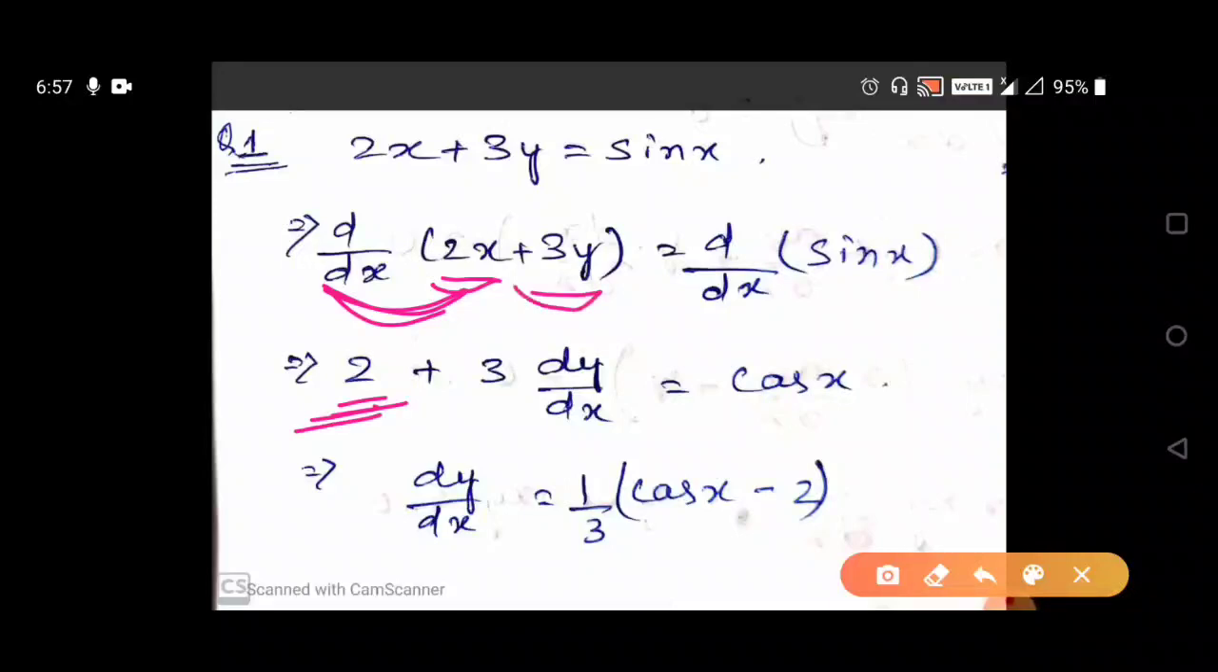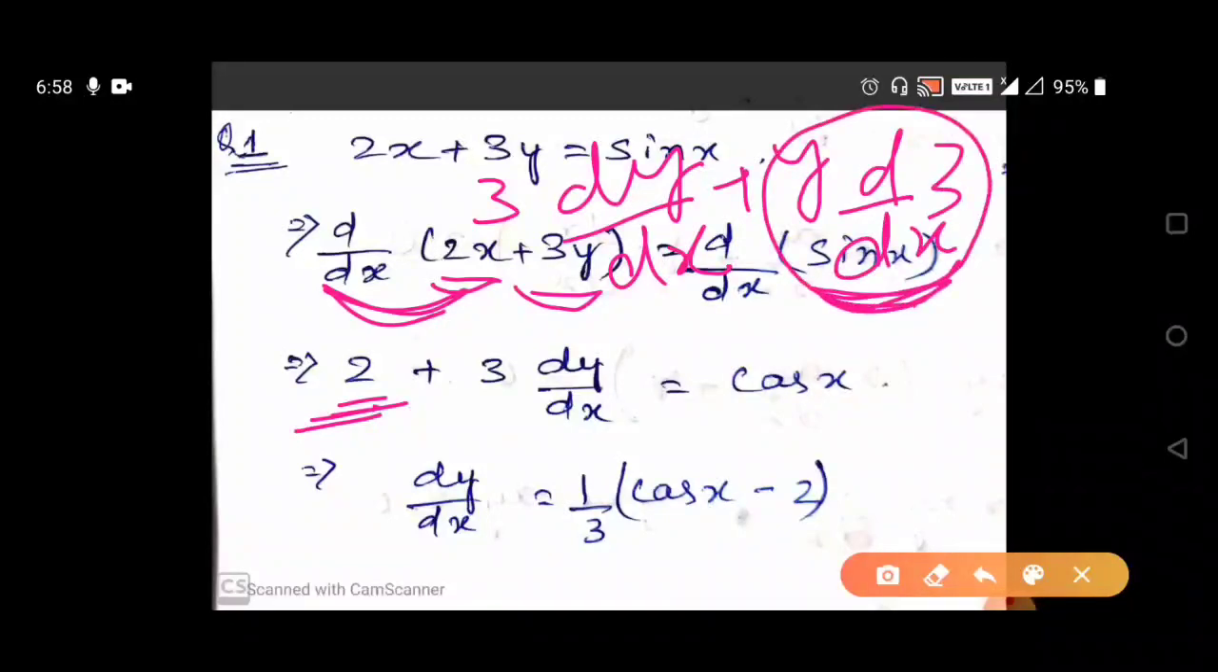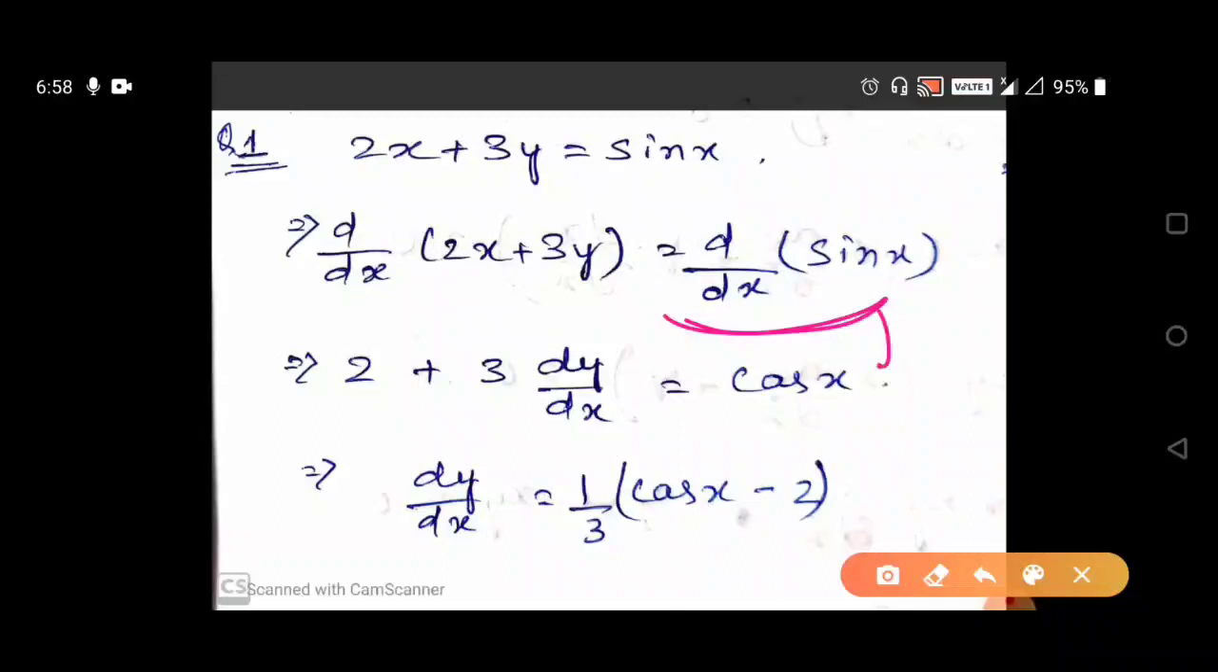Now d dx of 3y, here also we can use the formula of uv. Whenever 3 is constant, the derivative of y with respect to x, for that we have to write dy by dx. Plus whenever we keep y as constant, d dx of 3 will be 0. So this part will become 0, so we have not written this part. So from here we will get 2 plus 3 dy by dx is equal to cos x, because d dx of sin x is cos x. Now from here we can find dy by dx.